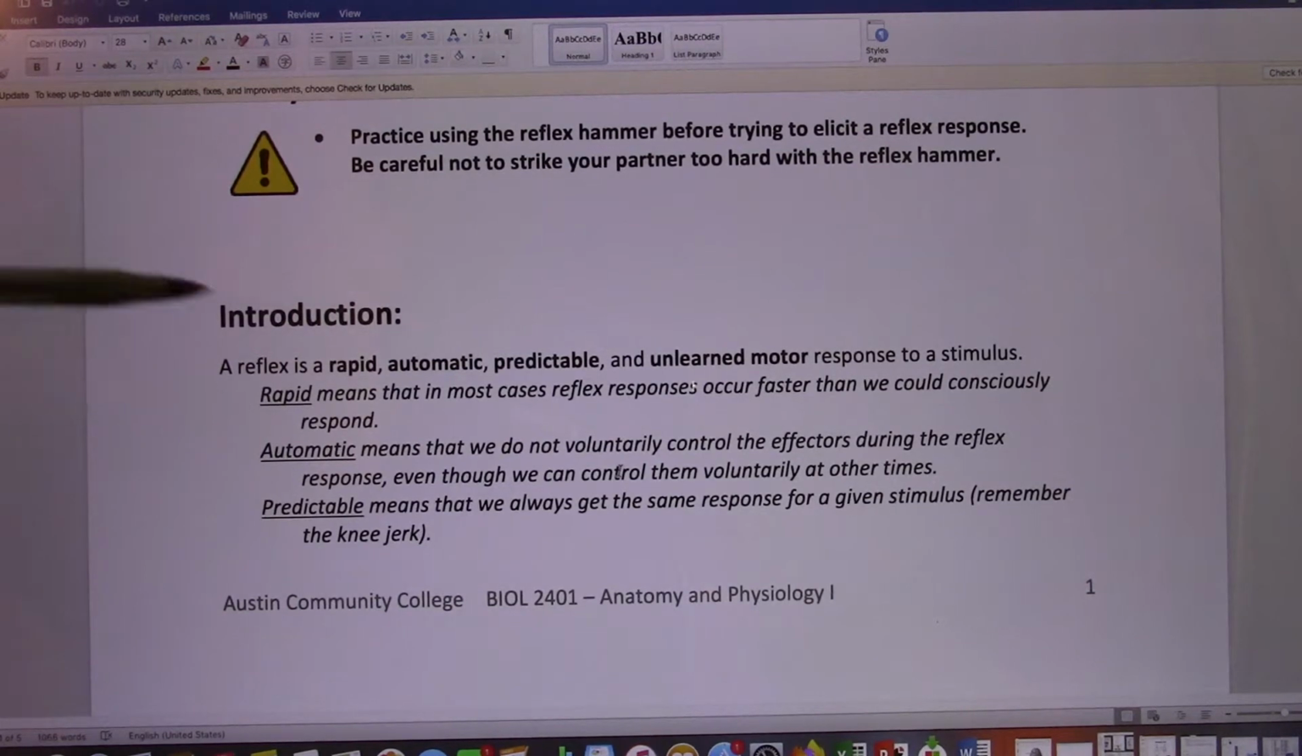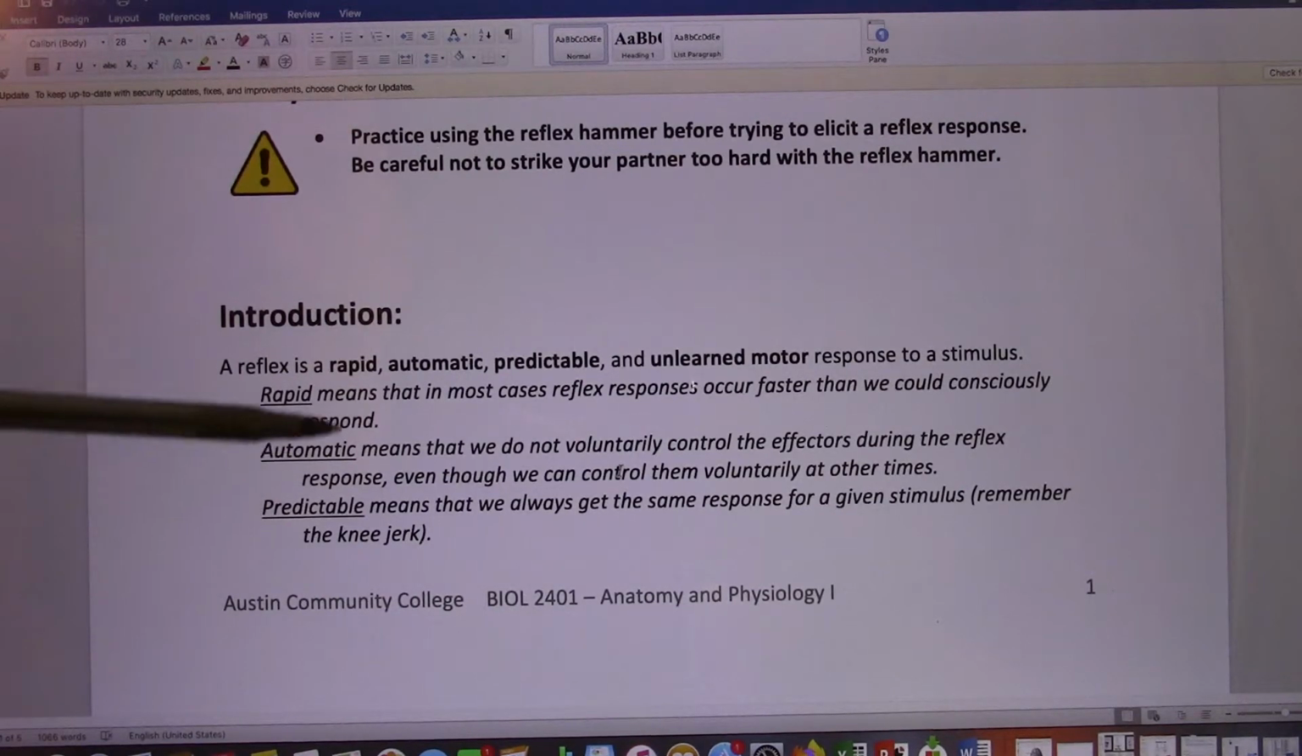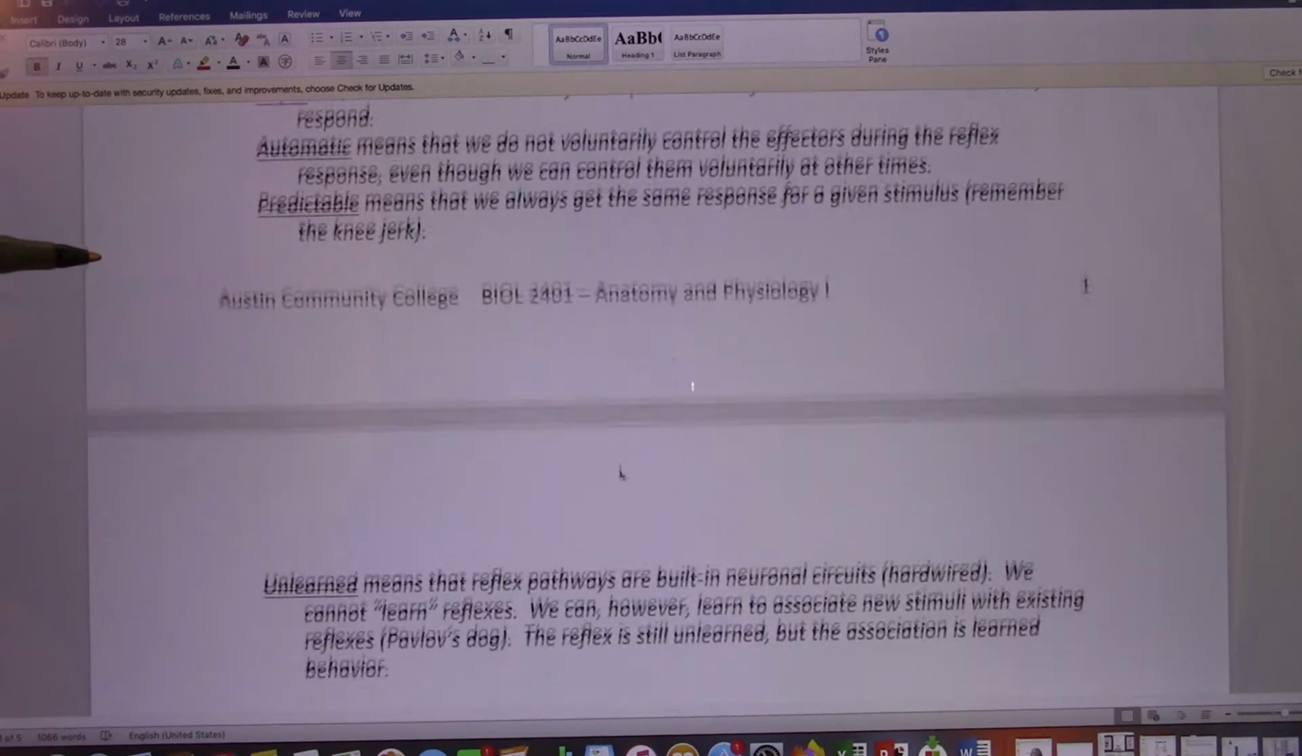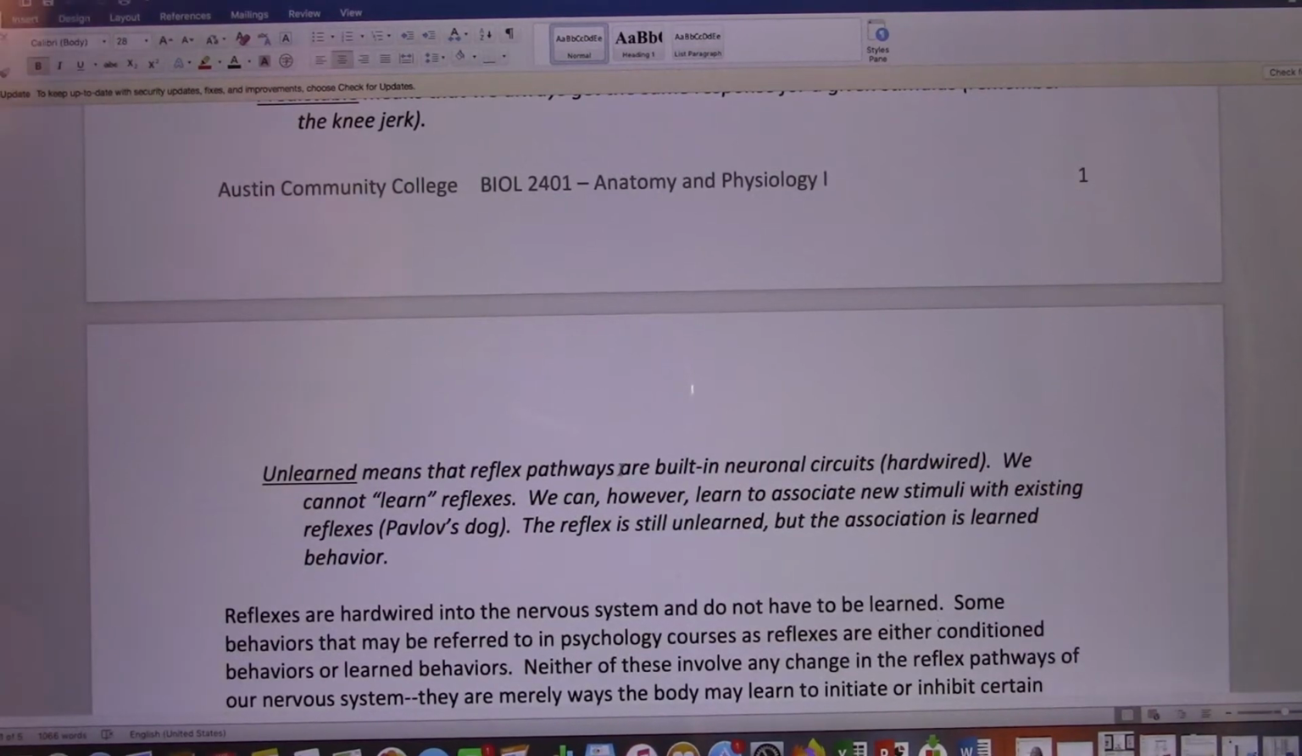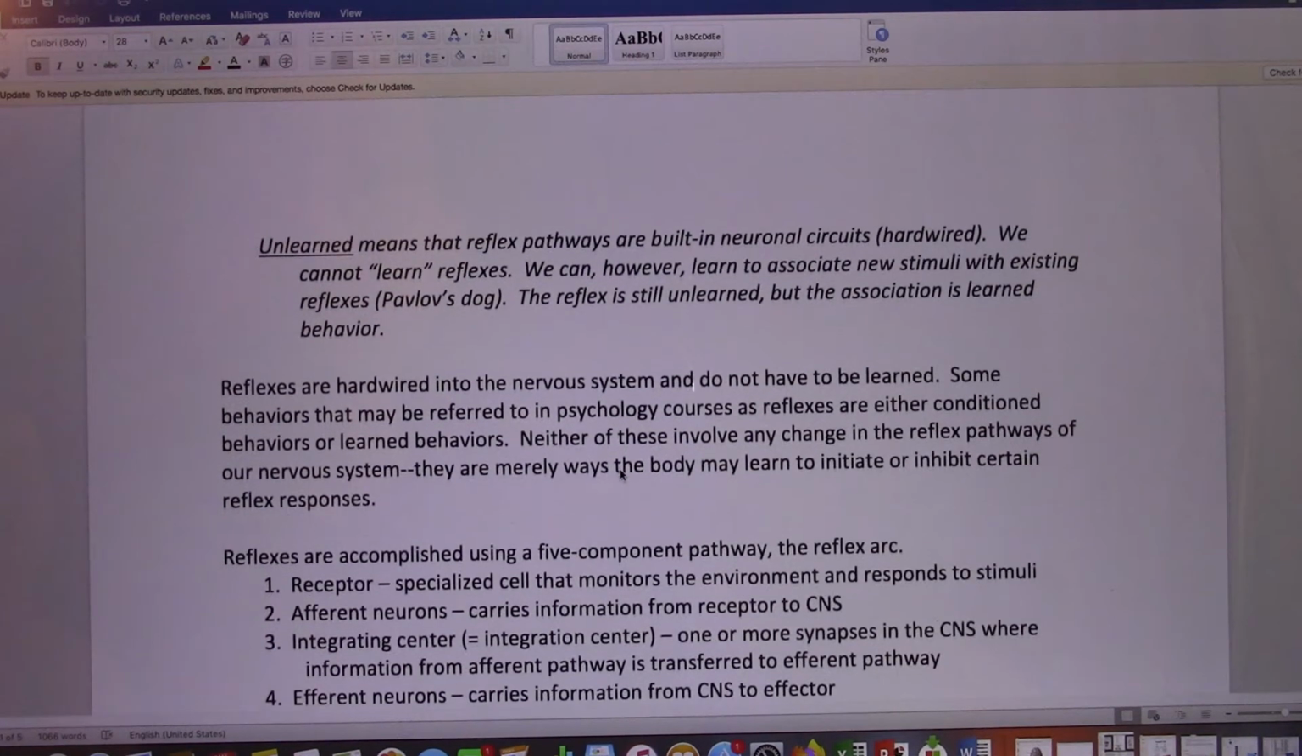It's a very rapid response. You touch something hot, you move your hand back, and that's reflex. It's automatic. It's predictable. So every time you touch the hot stuff, you're going to move your hand back. You don't have to learn. Its purpose is to protect you and decrease the damage, because the quicker you move your hand back, the less damage you're going to create. So it's an unlearned process.